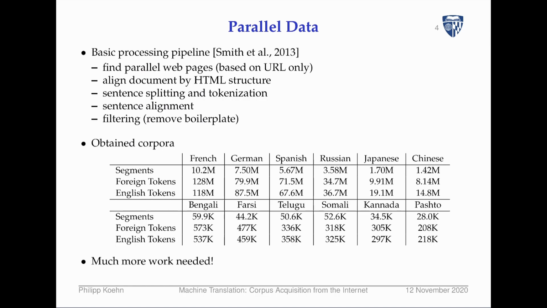So this is this rather early work where these are fairly basic steps. And this is how much data was collected there. So this is the number of segments or sentence pairs. And it's a significant amount for French, 100 million words, less so for German, Spanish, and so on. And for really low resource languages, we did find some data, but not all that much. So there's definitely much more work needed to pull this off, and this is something we actively work on right now.